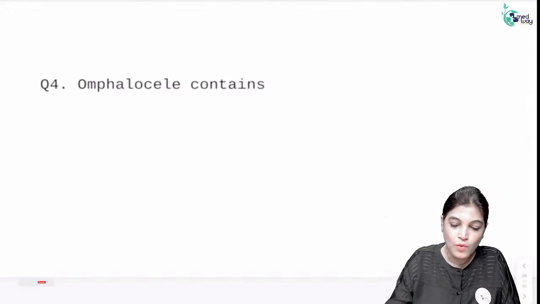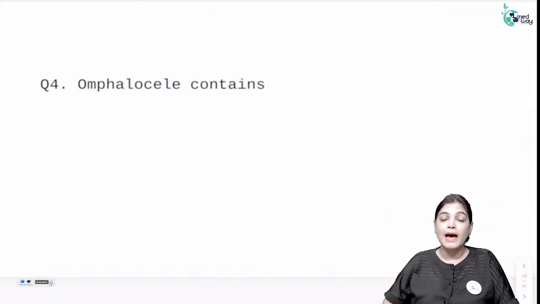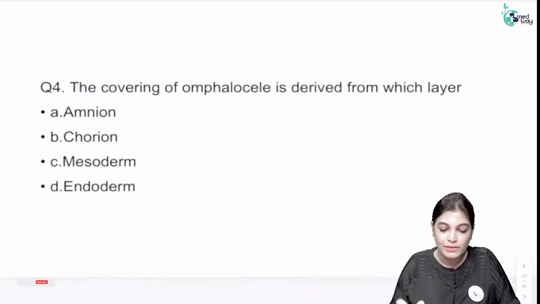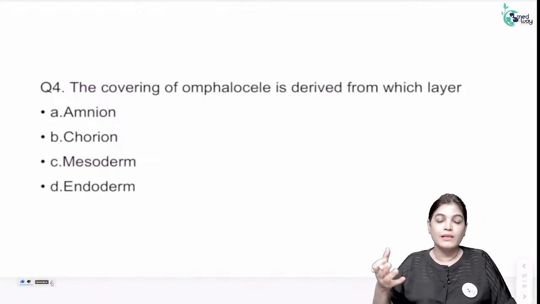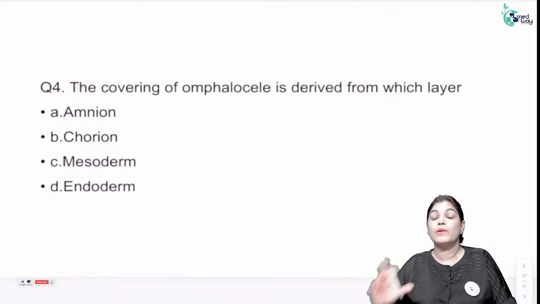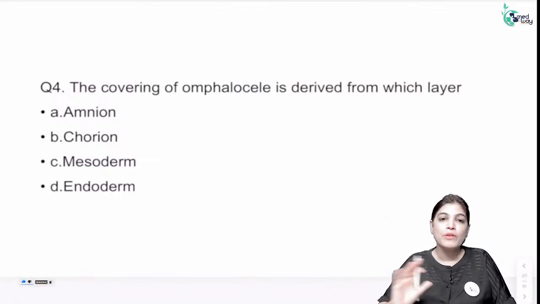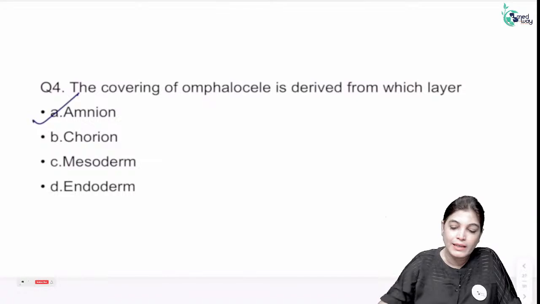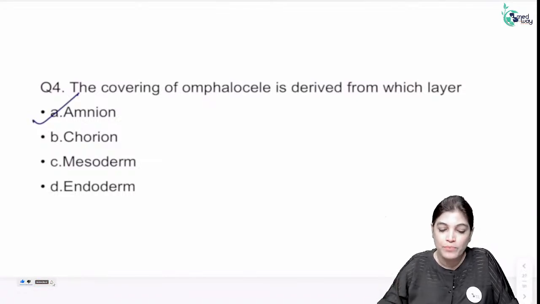That is the case. Now, one more question in the exam about embryology was omphalocele, and I just want everybody to have a quick revision of this topic, because it is important. A number of questions have been asked, and one of the students told that the covering of omphalocele and what it contains was asked. If I talk about the covering, amnion is the layer which is covering it. So definitely amnion will be the right answer. The covering of omphalocele is derived from the amnion layer.